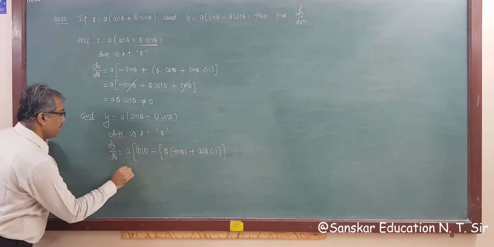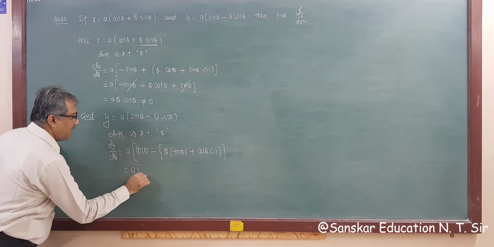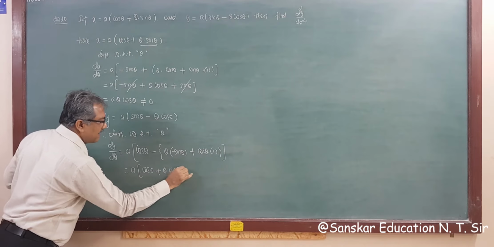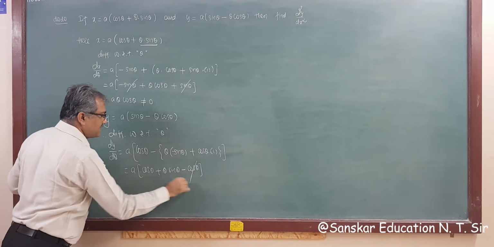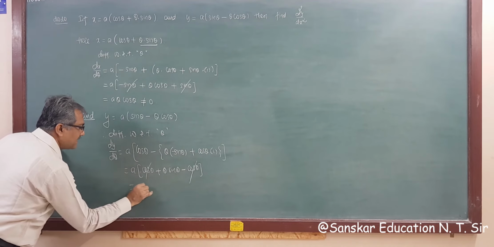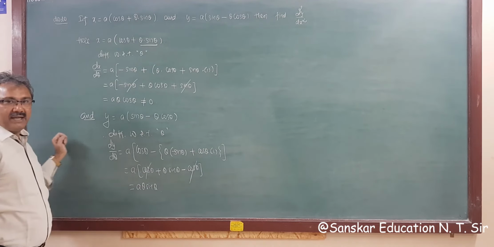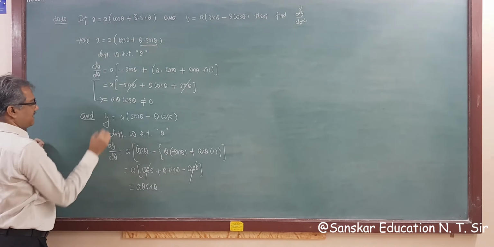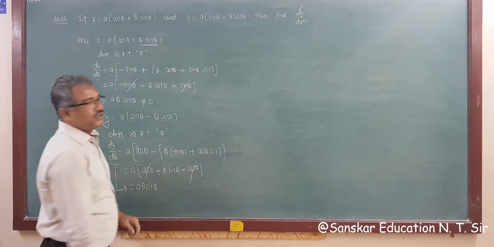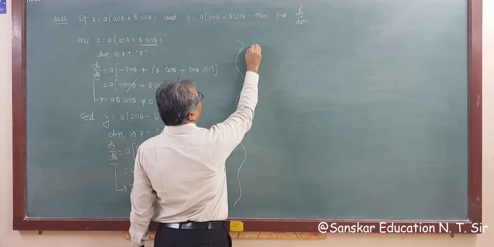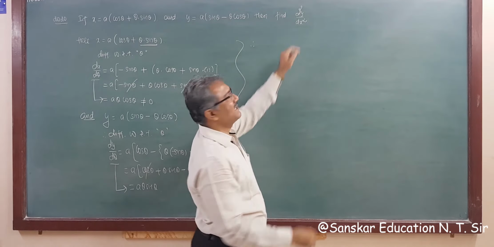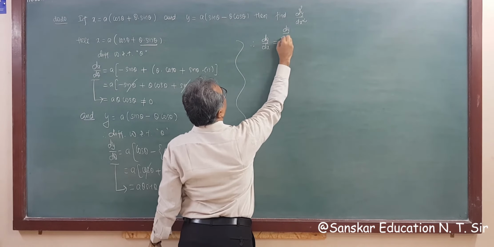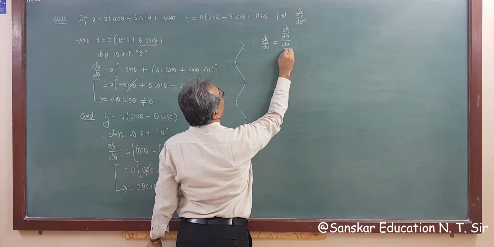So again expanding this, what we get? a times cos theta plus theta sin theta minus cos theta. So this cos will cut. So we will get a theta into sin theta. So this is dx by d theta, and this is dy by d theta. So dy by dx, first target, because we have to find out d square y by dx square. So first target is dy by dx, that is dy by d theta upon dx by d theta.